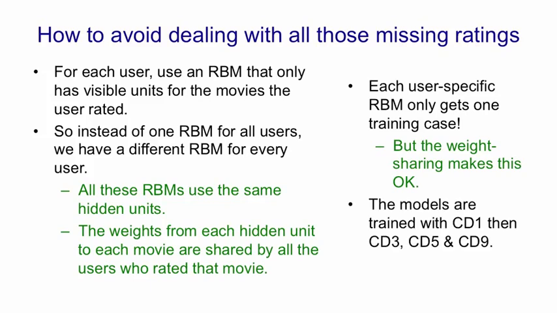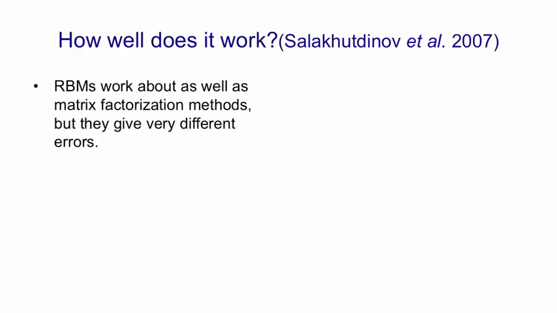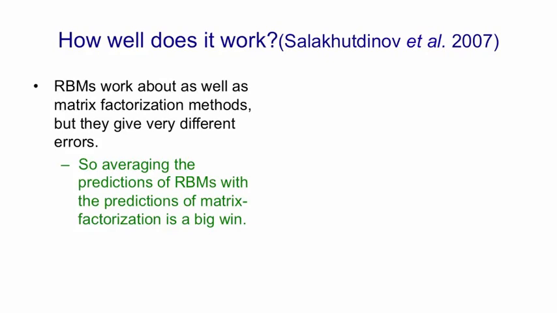The models are trained with CD1, and then after a while with CD3. That is, you go up and down 3 times before you collect the statistics for the negative phase, and then with CD5, and then with CD9. And how well does it work? Well, the RBMs work about as well as the matrix factorization methods, but they give very different errors. What that means is that if you average the predictions of the RBMs with the predictions of the matrix factorization methods, you get a big win.